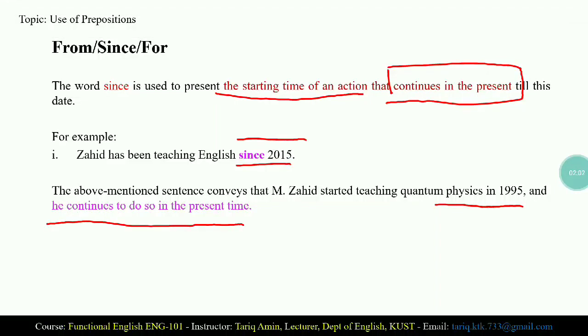So the basic difference between the use of from and since is that from also shows the starting point of an action, and in the same way since shows the starting time of an action, but the difference is since shows the starting time of an action that continues in the present, but from just shows the starting time of an action. It doesn't show the starting point of an action that continues in the present.